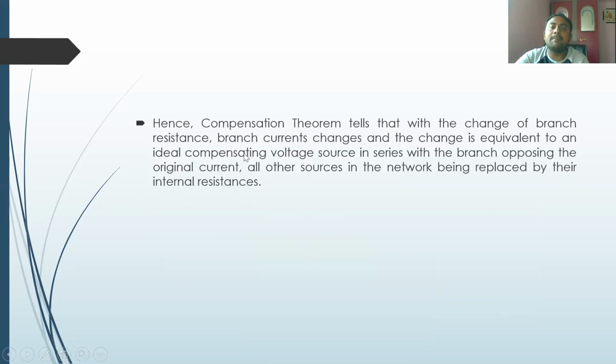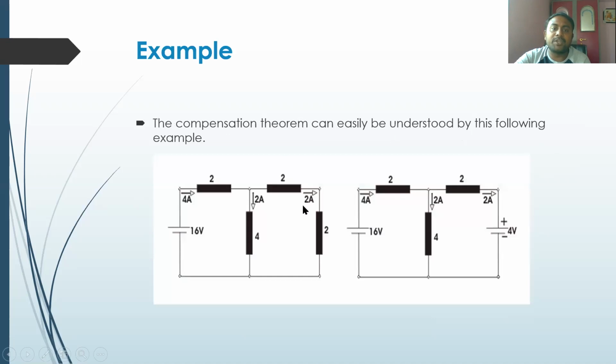Okay, fine guys, the compensation theorem. I'm briefing all the statements we learned. The compensation theorem tells that when the branch resistance changes, the branch currents change, and the change is equivalent to an ideal compensating voltage source in series with the branch, opposite to the original current, with all the sources in the network replaced by their internal resistances. That is what we proved. With a simple example, I can show you the compensation theorem.